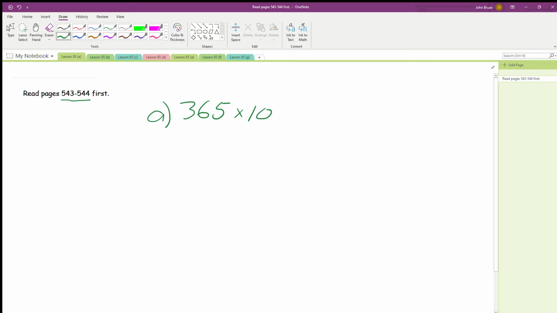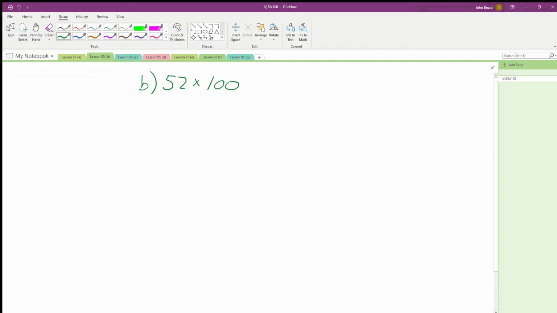So to answer this in our head, all we need to do is add a 0, because we know that 365 times 1 is going to be 365. So we just add a 0. That's the trick. When we're multiplying times 10, we just add a 0 to the end of our number. That's it. So that's it for A, 3,650.